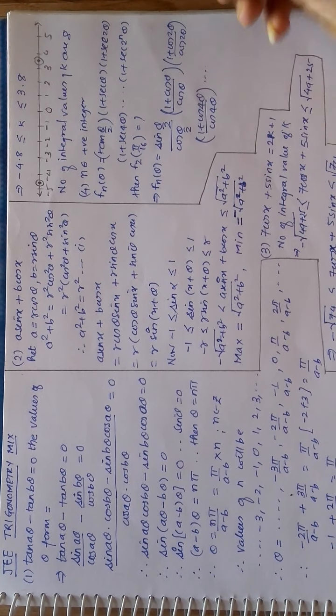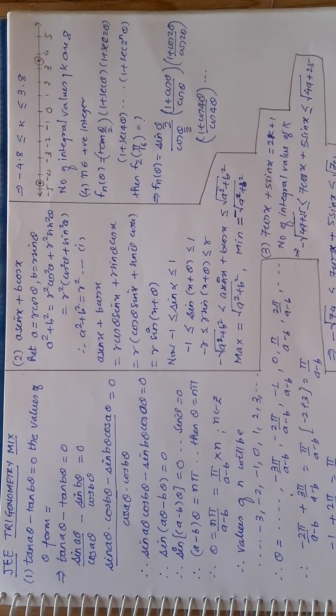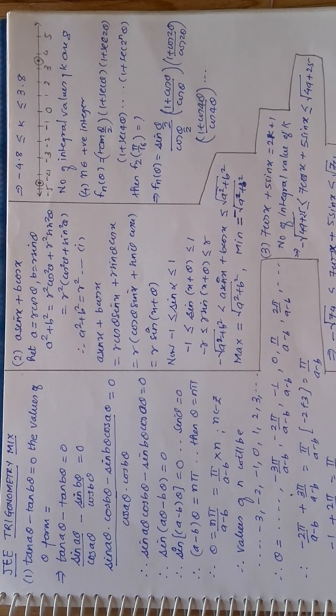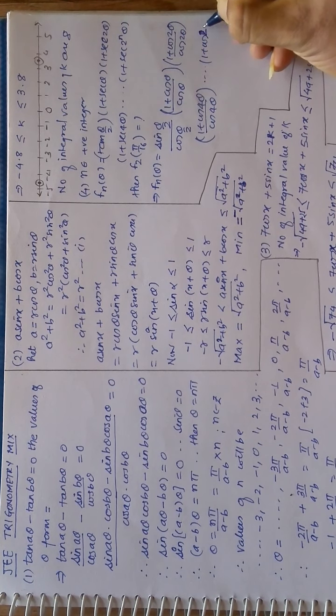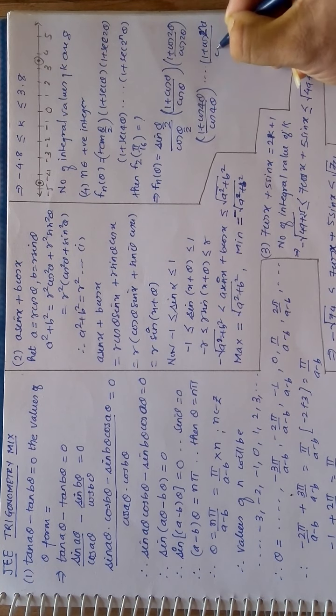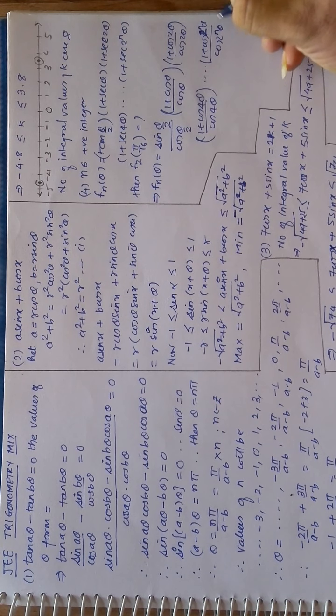I am not touching this one right now, that I will convert later on. That is 2 raised to n only, it will be (1 plus cos 2^n theta) upon cos 2^n theta. Agreed?